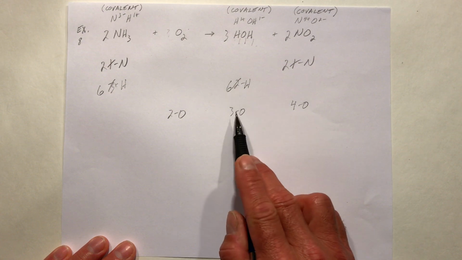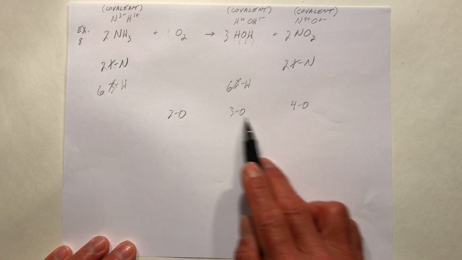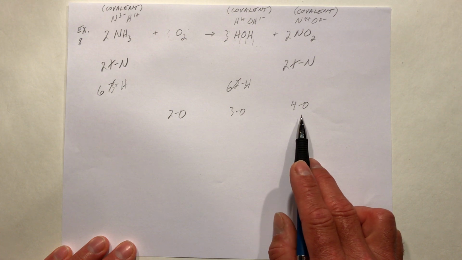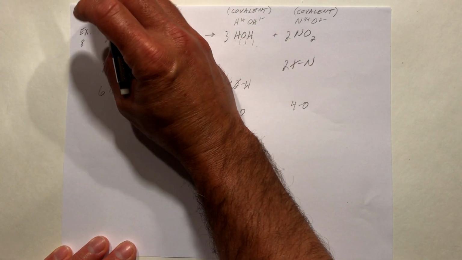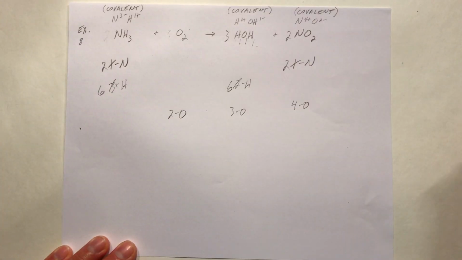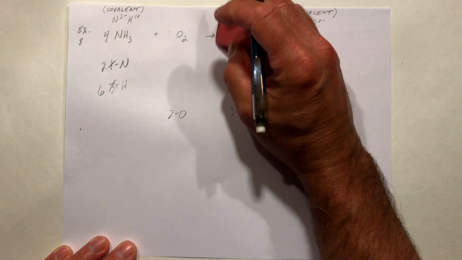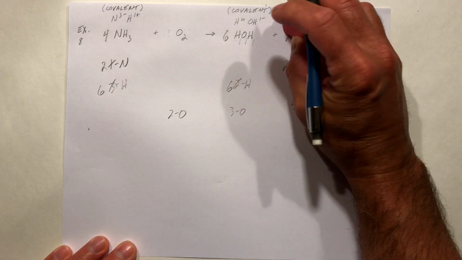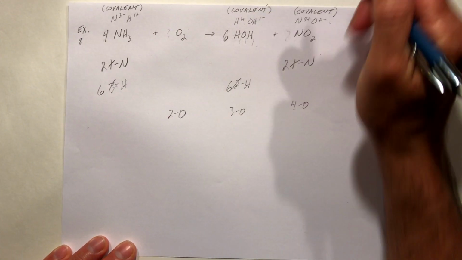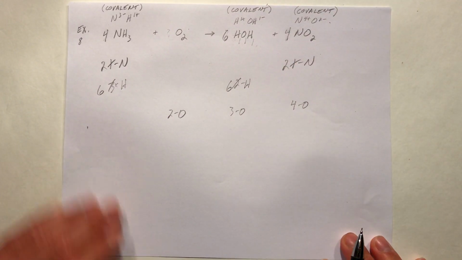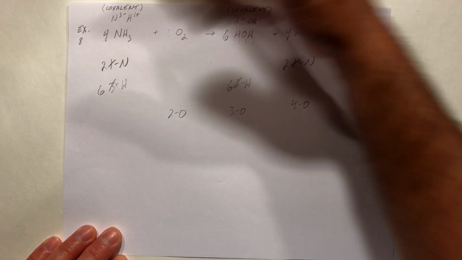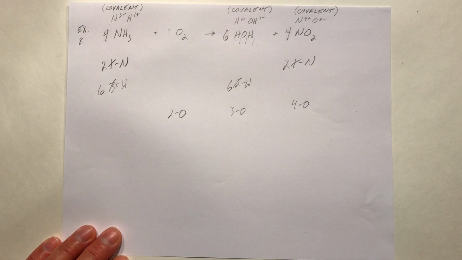So in order to change the odd number of oxygens on the right so that it's even, we're just going to double the recipe. We're going to go through and double all of the coefficients we currently have. We're going to make the 2 into a 4 in front of NH3. We're going to make the 3 into a 6 in front of the HOH. And we're going to make the 2 into a 4 in front of the NO2. So that's what I mean when I say double the recipe. Let's make it so that we have twice as much of everything.